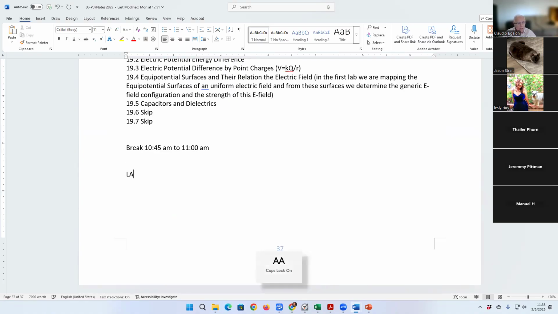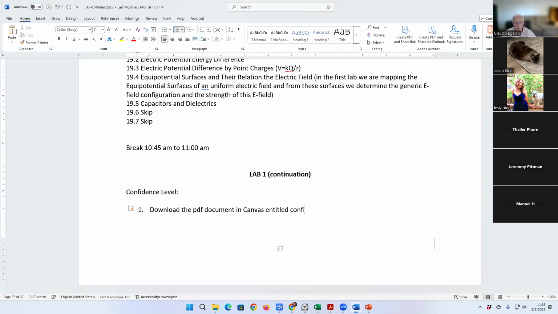Lab 1. Continuation. Confidence level. Okay. First thing, 1. Download the PDF document in Canvas entitled Confidence Level.